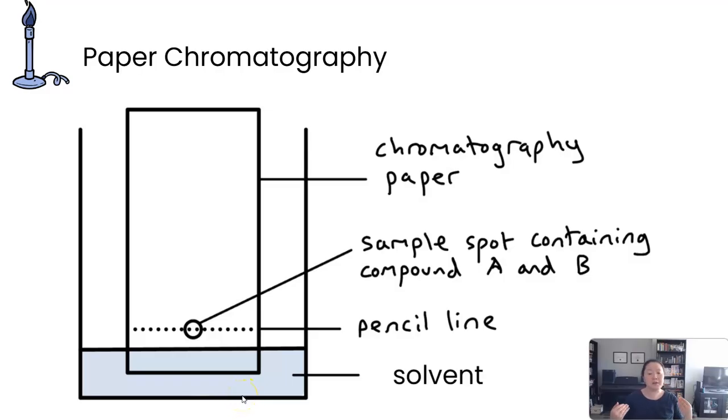Due to adhesion, the solvent is going to attach itself through intermolecular forces and start climbing up that chromatography paper. And as the solvent passes the point that has your mixture of compounds, due to intermolecular forces between the compounds and the solvent, if it is able to dissolve them, your compounds are going to start climbing up with that solvent.